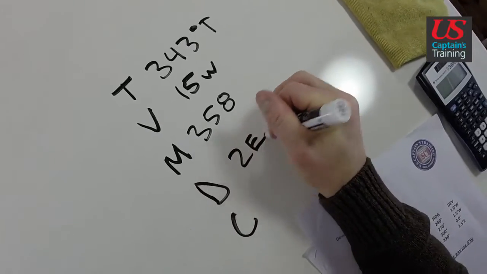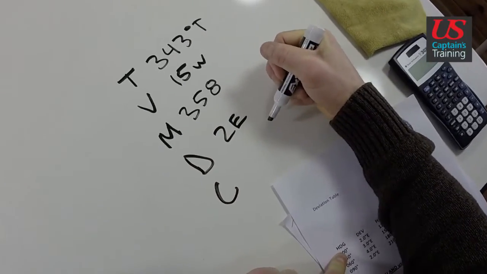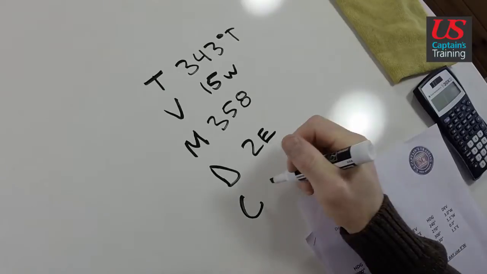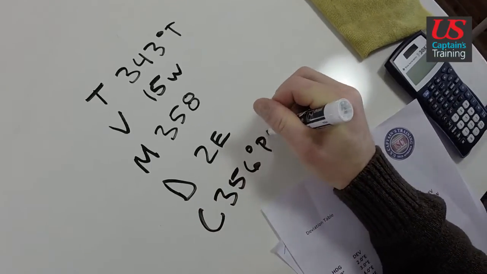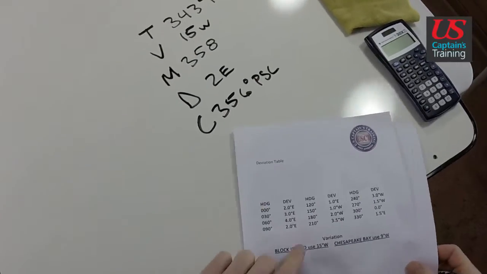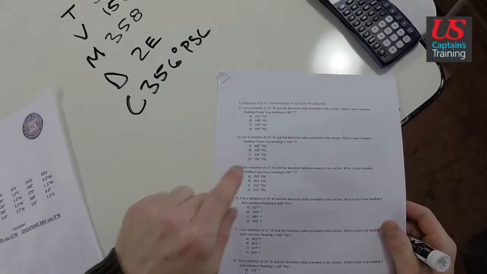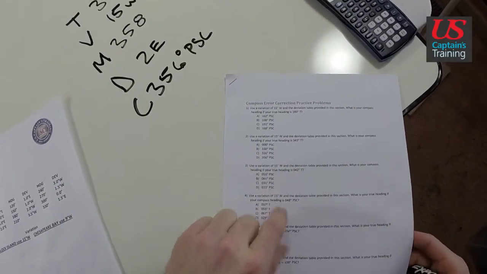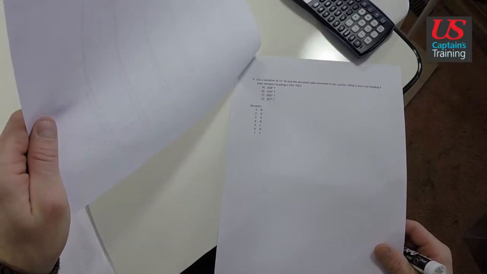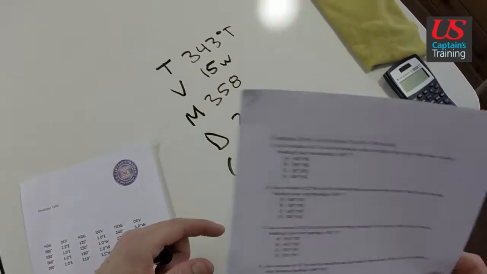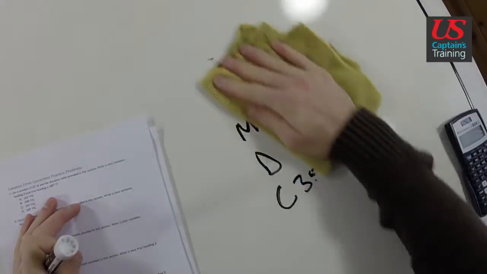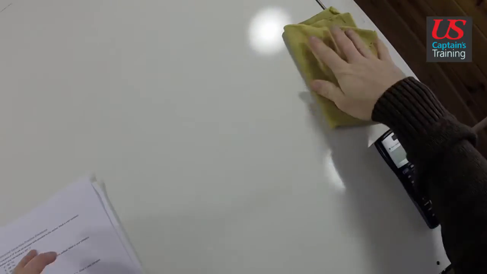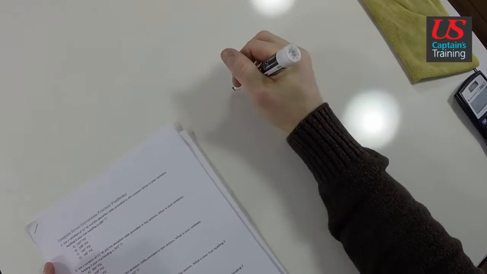2 east. It's east, we're going down, we subtract. So we get 356 degrees PSC. Now let's check it out. Do we have the answer? 356 PSC is D. And number 2 is D. Good. Now let's do the third and final one for this video. I always start fresh. It helps to write out TVMDC over and over and over again.